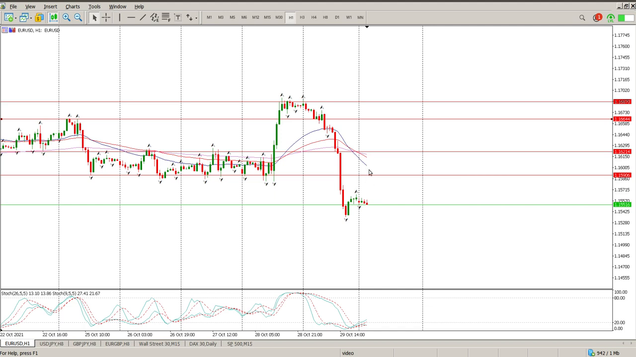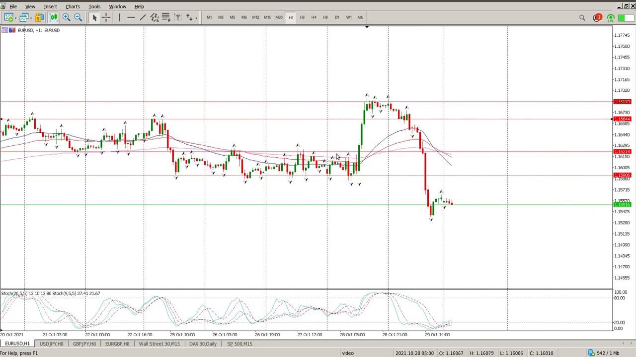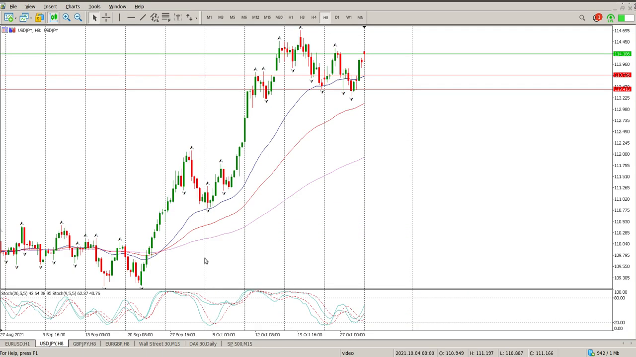If it breaks through here, then I'll look at the next level, 116,200, for the same thing. If it gets through that, then we're probably just going to stick in the range. But my bias is slightly to the downside, but I want to see structure a little bit higher before jumping in short. Moving on to US dollar Japanese yen.